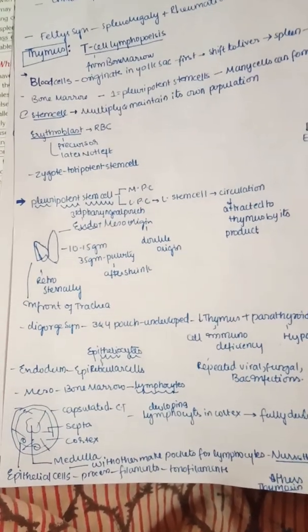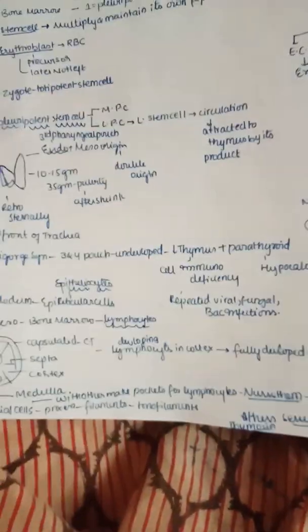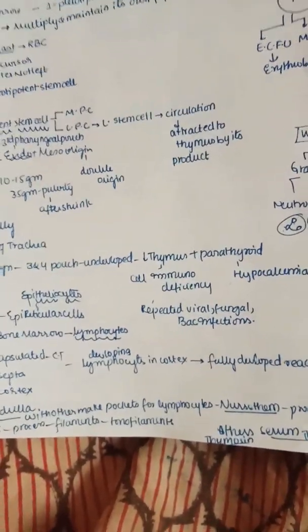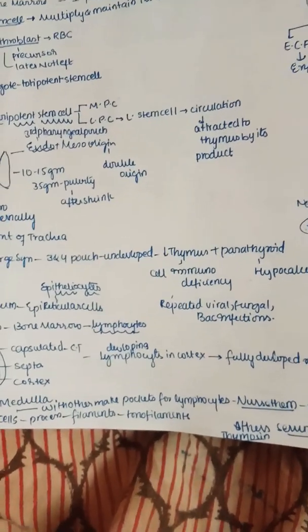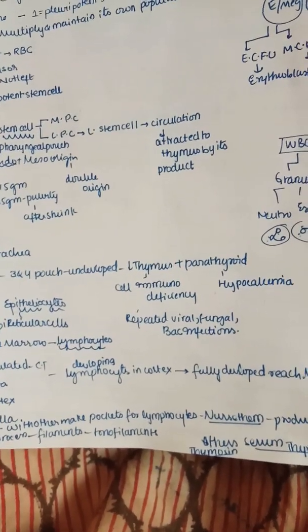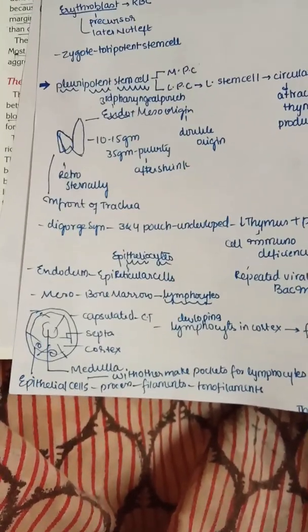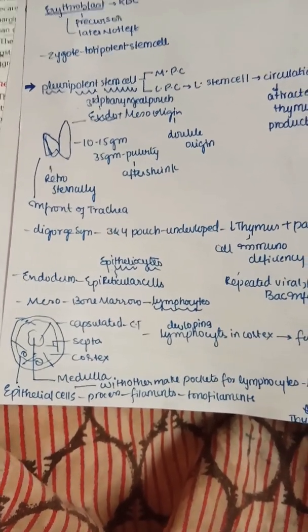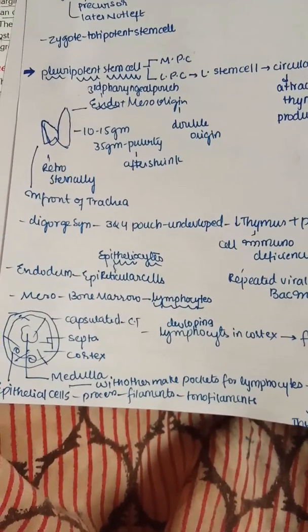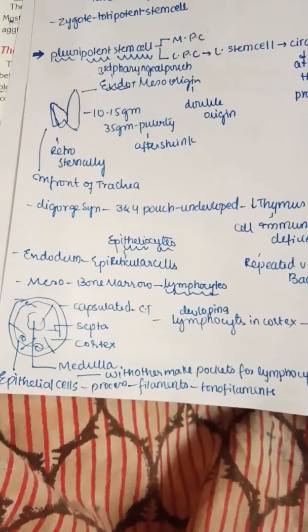Whenever we have DiGeorge syndrome, the third and fourth pharyngeal pouches are undeveloped, so the thymus is not developed well and the parathyroid is also not developed. This results in cell mediated immunodeficiency, where the child may have repeated viral, fungal and bacterial infections, and because of parathyroid deficiency it may lead to hypocalcemia. The epithelial cells are endodermal in origin, the epithelial reticular cells, and mesoderm gives rise to bone marrow, so lymphocytes are produced from mesodermal origin.